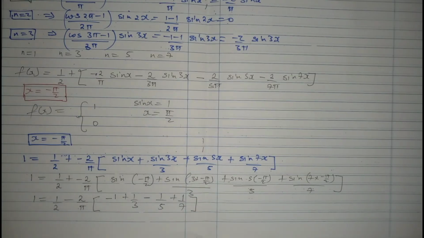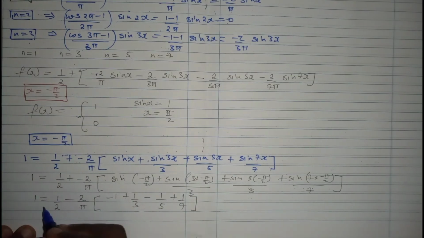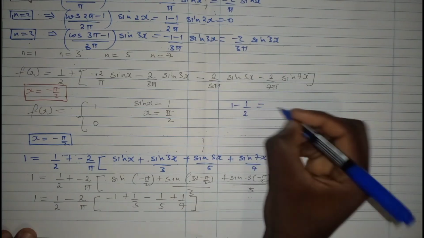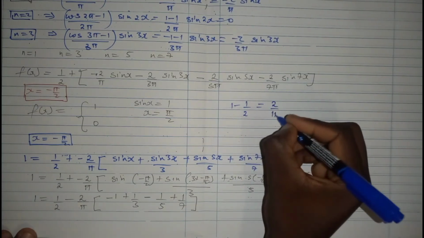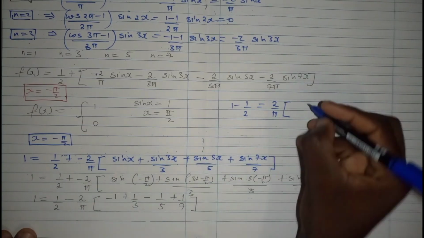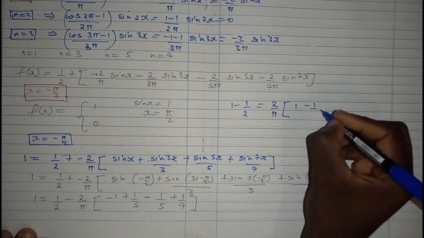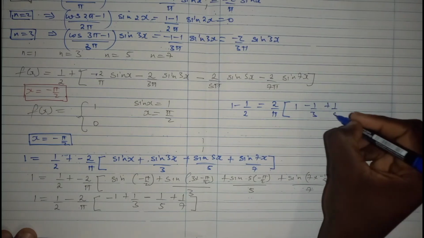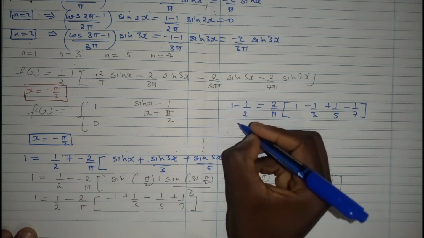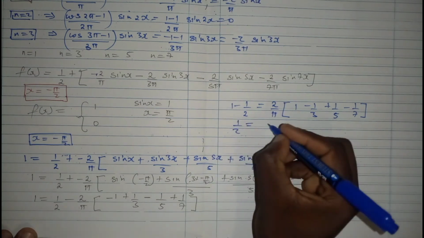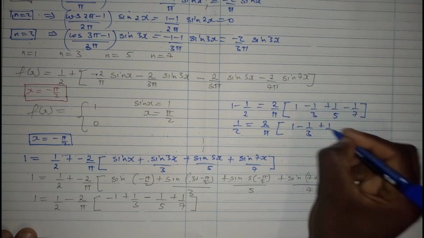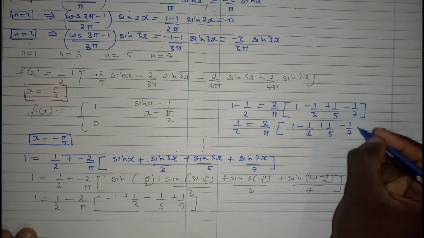Okay, and what next? We're going to move this half to this side. We're going to have 1 minus 1 over 2 is equal to 2 over pi, not forgetting the negative. So let's just distribute it inside. So we're going to have positive 1 minus 1/3 plus 1 over 5 minus 1 over 7. Okay, and you're going to have 1/2 is equal to 2 over pi times 1 minus 1/3 plus 1 over 5 minus 1 over 7.